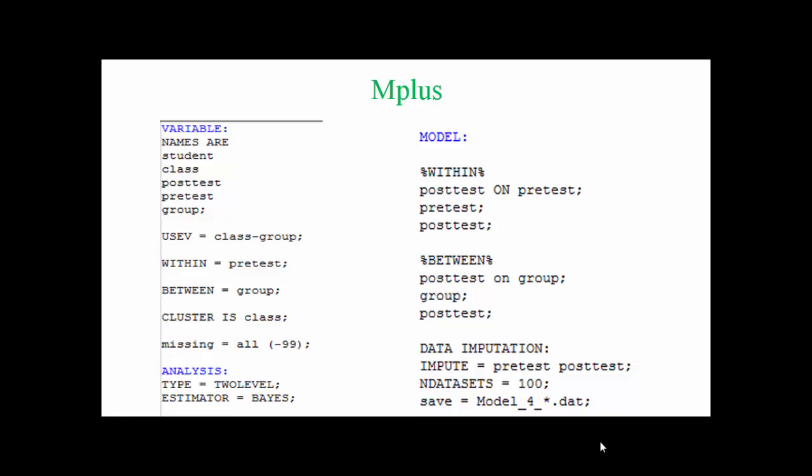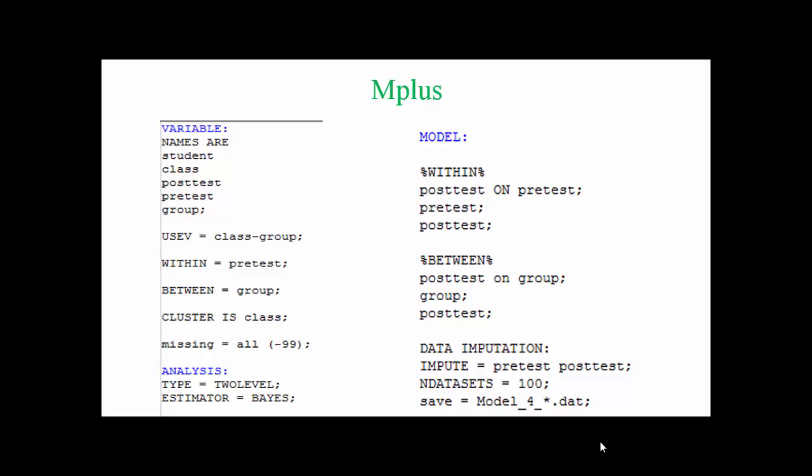So, here's how you do null model imputation. The setup is the same way. We're still going to list our variables, say which ones we want to use, but we've got to specify which variables only occur at the student level or within, which is pre-test. And we have to specify which variables only occur at the classroom level. Well, that's group, or treatment group is how I've called it, because that's where random assignment occurred. And the cluster is class or classroom.